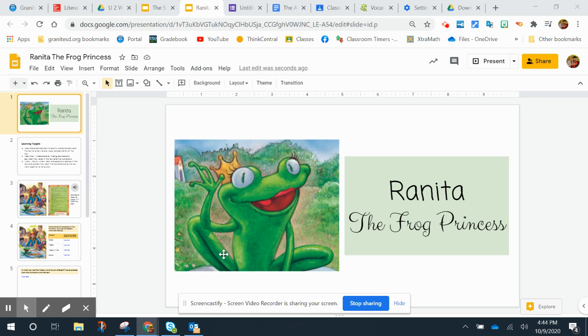Ranita, the Frog Princess. Now that you have reread the story Ranita, the Frog Princess, we're going to take a closer look at the illustrations and find out how they can help us understand the story better.